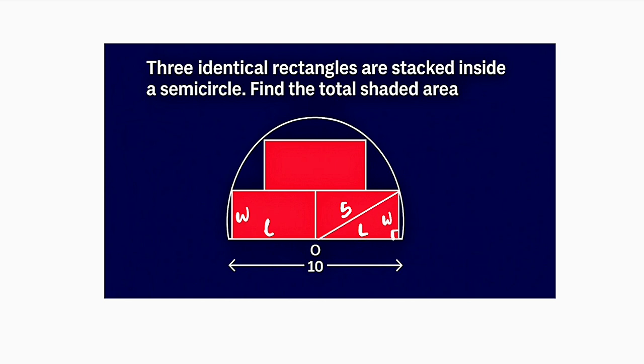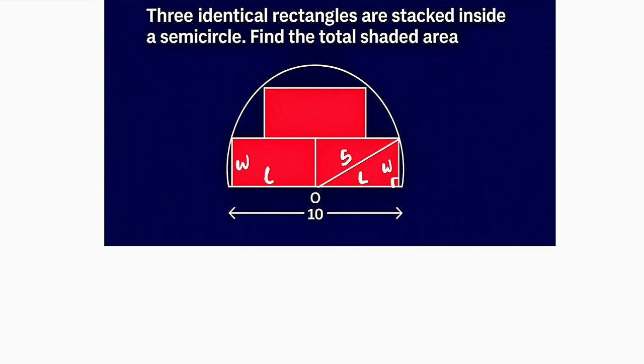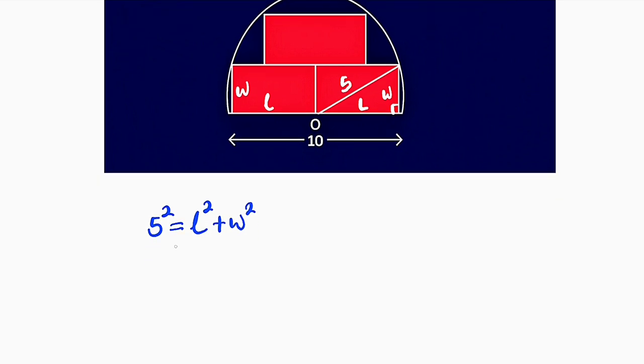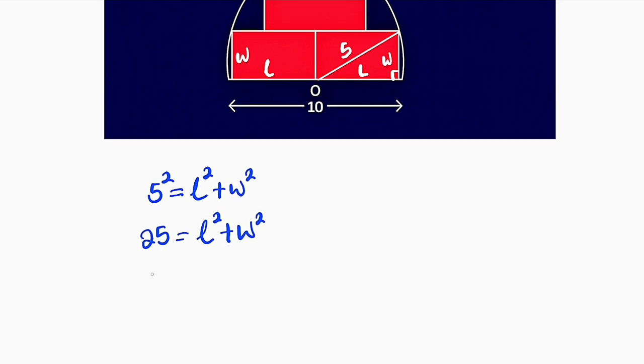So we can apply Pythagoras rule, which states that the hypotenuse squared, so I can say that this is 5 squared, is equal to length squared plus the width squared. And we can rewrite this as 25 equals length squared plus w squared. And we can make L the subject. I can say that L squared is equal to 25 minus w squared. This is our first equation.